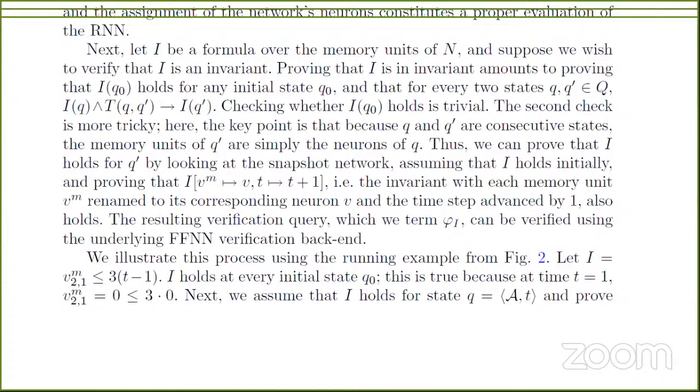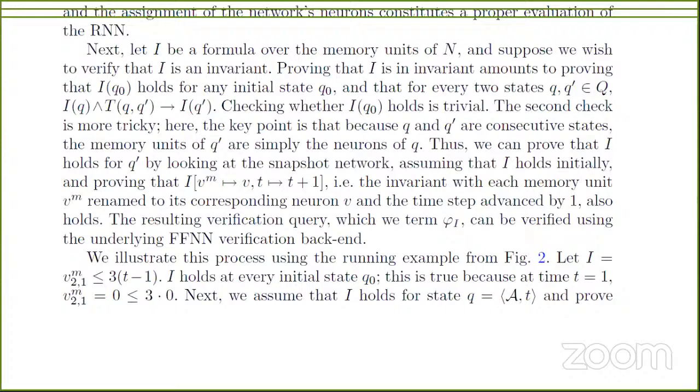Suppose you have been given this invariant that V21M is less than or equal to 3 times T minus 1, which was the expression that we were seeing earlier. The first thing that is checked is that it holds at every initial state. This is true in this case because in the initial state the time is equal to 1, and therefore 3 times time minus 1 is 3 times 0, and you have 0 in the memory unit in the beginning anyway. So 0 is less than or equal to 3 times 0. Therefore this property holds.